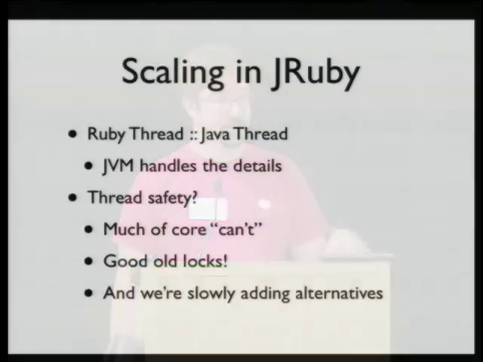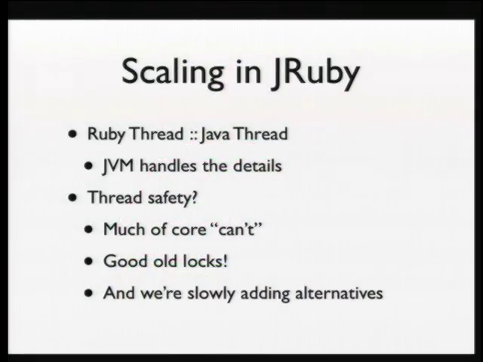Now JRuby has always just done Ruby threads as regular Java threads. So you create a Ruby thread, and you're actually running with a regular native thread on the platform. And the JVM handles a lot of the details for us. I think some of the newer Ruby implementations are starting to add concurrent threads, but it's a big challenge unless you plan for it at the beginning. Luckily, we don't have to deal with that.